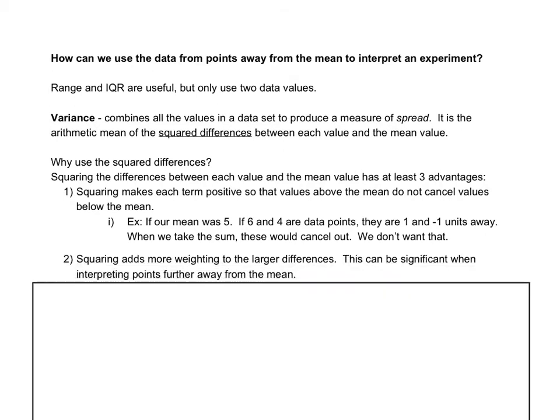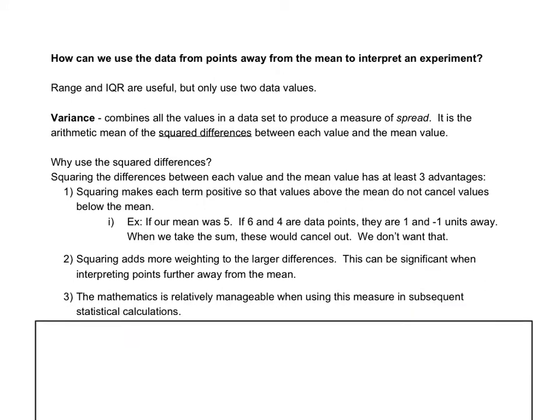Also, squaring adds more weighting to the larger differences. So this can be significant when interpreting points further away from the mean. If we're looking at any sort of an outlier, those have a strong impact on our data set when we're looking at this variance, and squaring them just adds more weight to that. And mathematically, it's relatively manageable when using this measure in subsequent statistical calculations. So mathematically, it's most often that we will use variance.